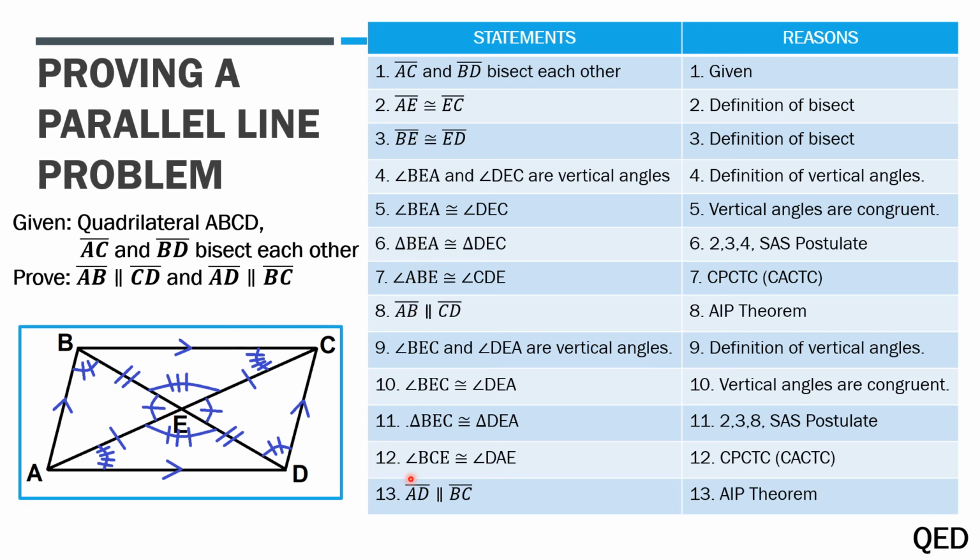Statement 12 is the consequence of statement 11, which states that angle BCE is congruent to angle DAE by CPCTC, or particularly CACTC. Finally, the other part of the conclusion of the geometrical statement, statement 13, states that line segment AD is parallel to line segment BC by the AIP theorem. QED.